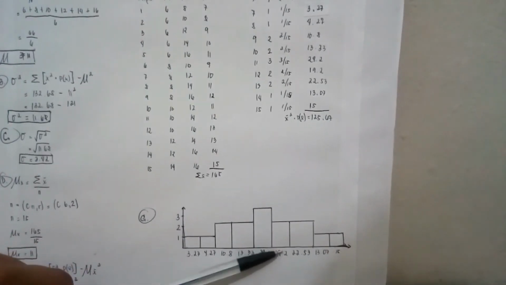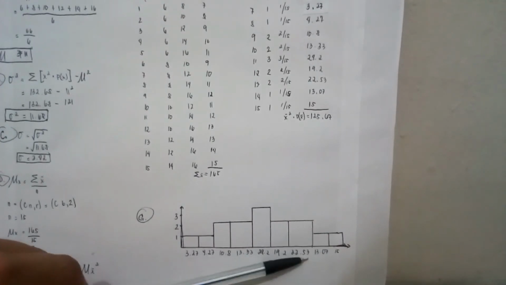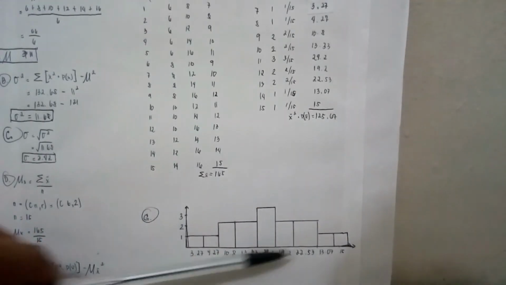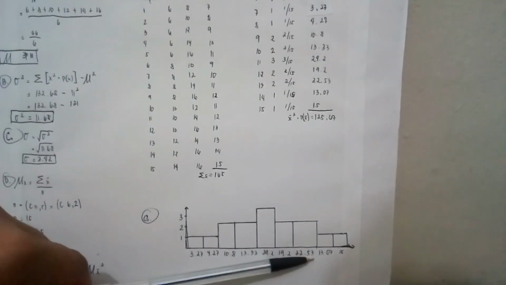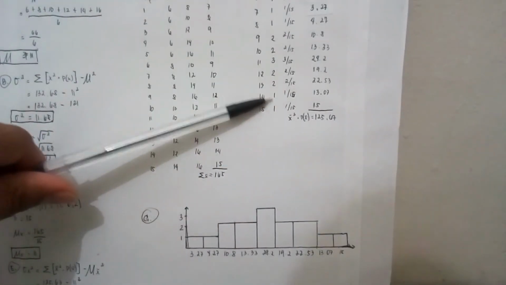Then, 19.2 and 22.53 is magkapareho lang sila na 2 ang frequency. Same as 13.07 and 15 with a frequency of 1.